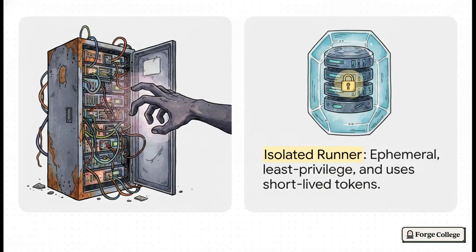The difference here is night and day. A vulnerable runner is an attacker's absolute dream. It just sits there with long-lived keys, broad privileges, and total network exposure. What you actually want is the gold standard, an isolated runner. This is ephemeral, meaning it poofs into existence just for the job and then vanishes completely, operating with the absolute minimum privileges necessary. You should always strive for isolated runners to drastically reduce your blast radius if things go sideways.